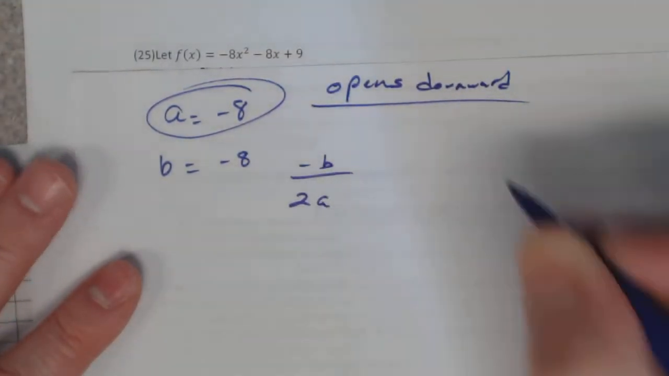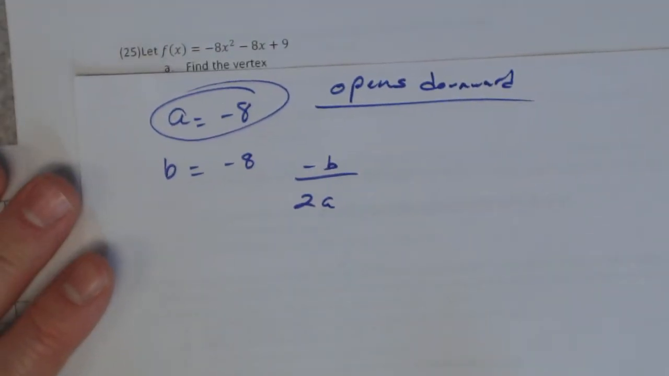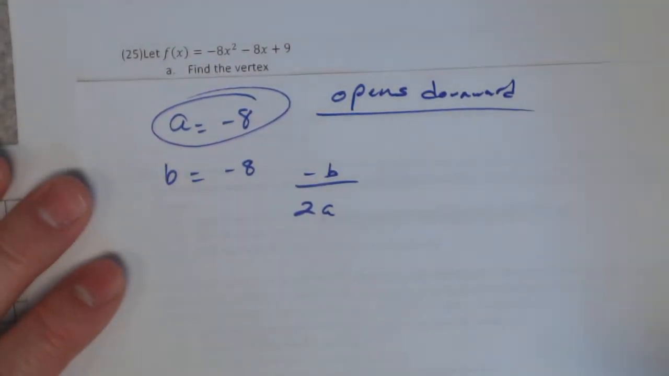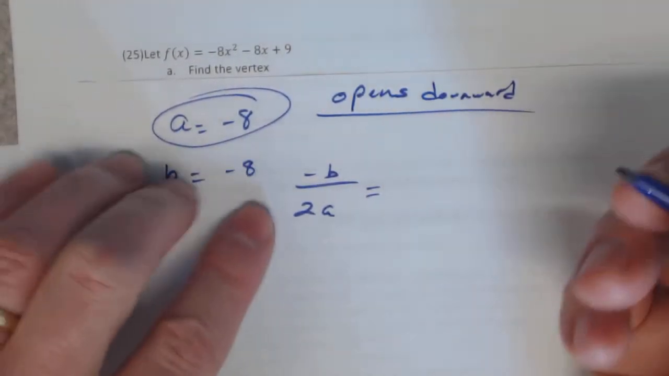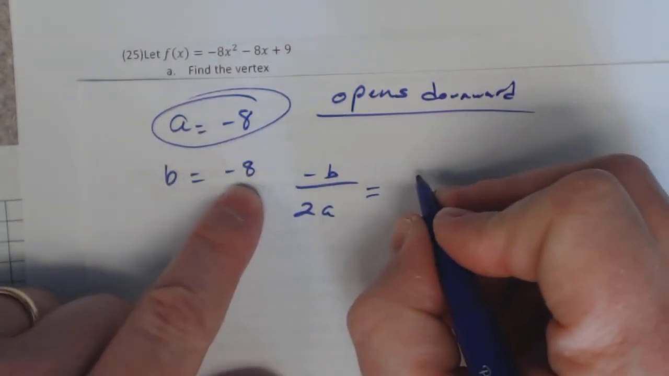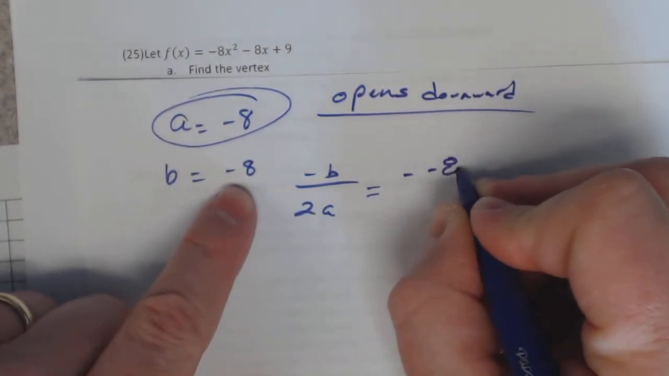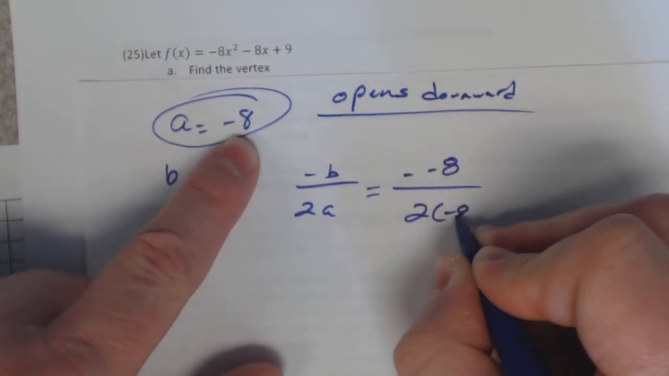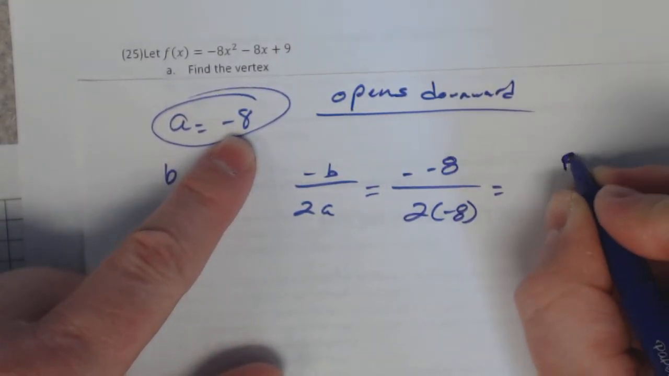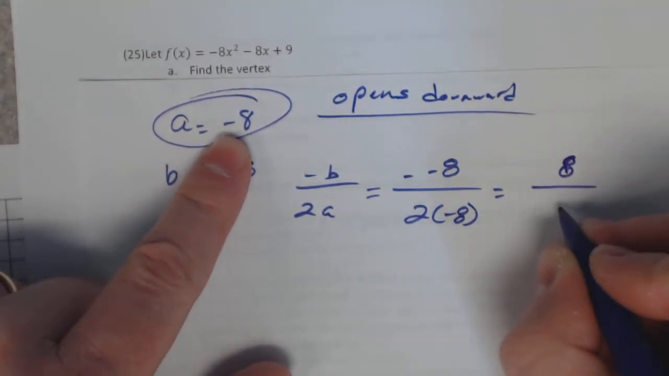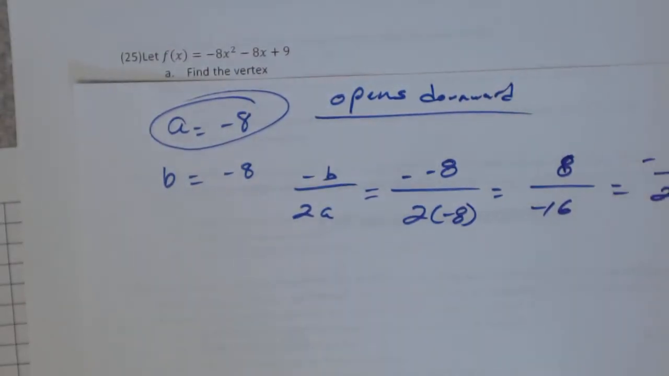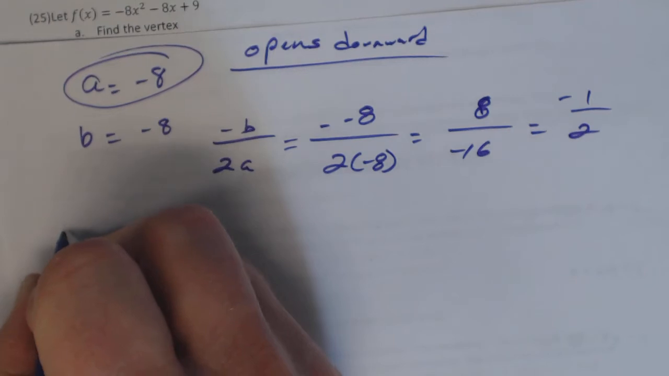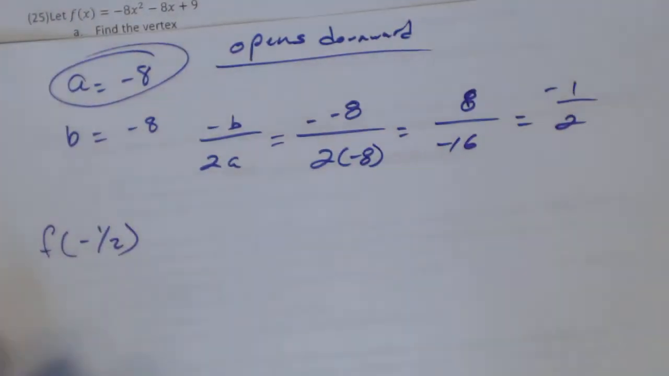Negative b over 2a tells me the x-coordinate of the vertex. Notice how whenever I go through all these problems, I restate the same thing over and over again, and it seems like it helps me to remember what these formulas do. So it's just another study tip, I guess. Negative from the formula, and then a negative 8, 2 times a negative 8. That'd be a positive 8 over 2 times negative 8, which is negative 16. 8 over negative 16 is negative 1/2. So my x-coordinate is negative 1/2.